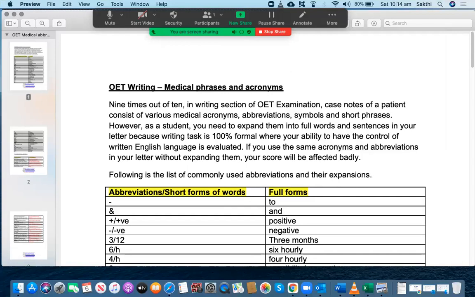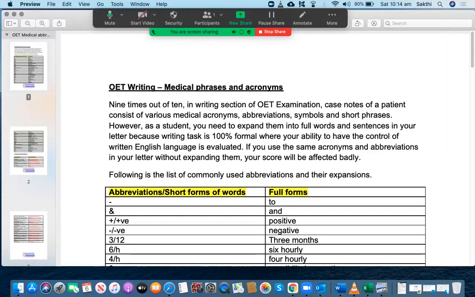In this video, I would like to speak about the use of medical phrases, abbreviations, acronyms, and symbols in the writing section of the OET examination, and how we need to expand them and why we need to expand them in our letter.